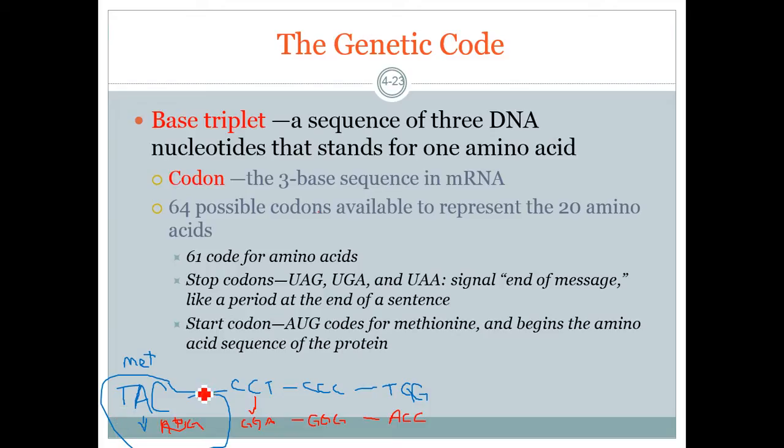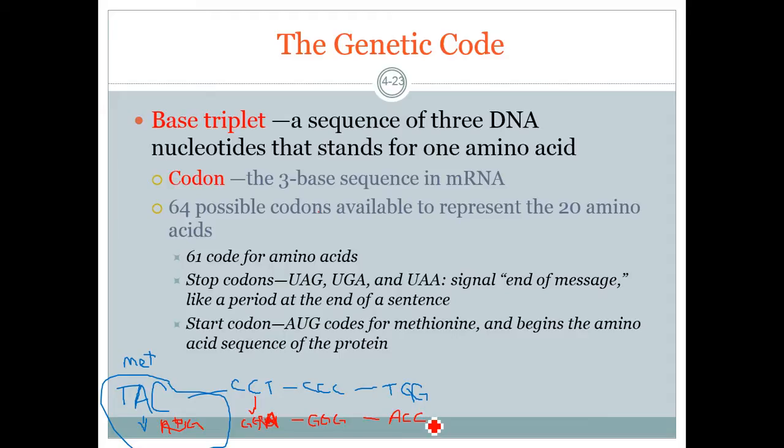So with our TAC from our DNA, we are going to have AUG, I'm sorry. Our CCT, we will have GGU. It should have been a U, I'm sorry. Our GGA. Then our CCC from our DNA is GGG. And then our TGG will give us ACC. So this will be our codon of our mRNA.